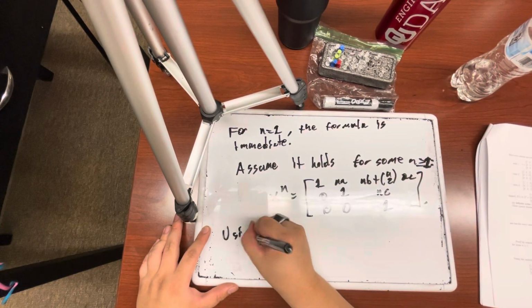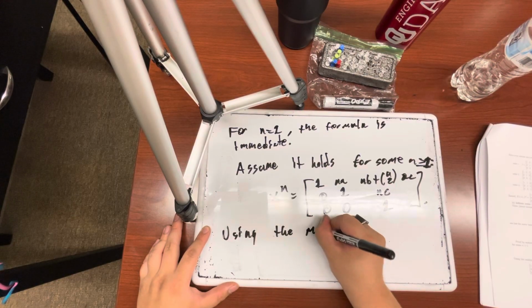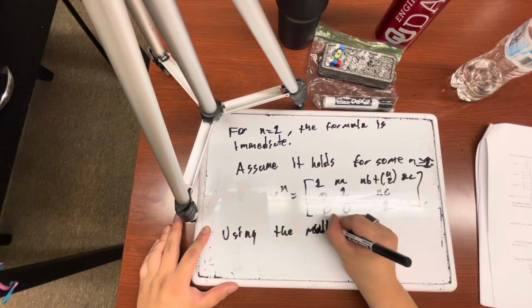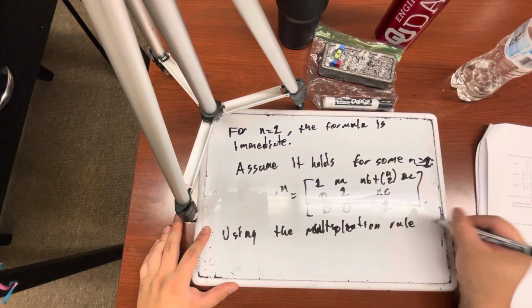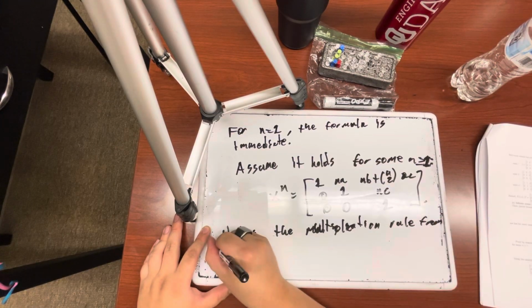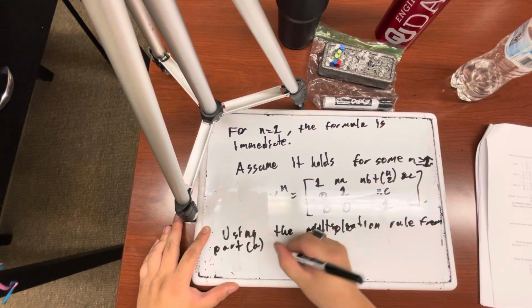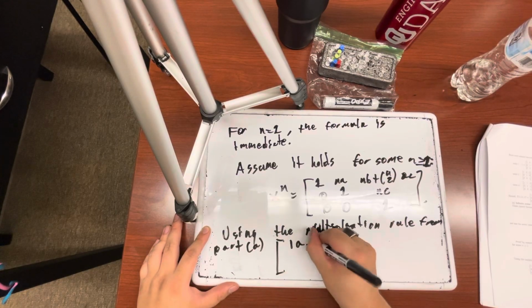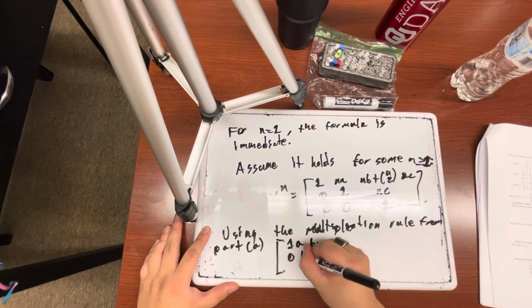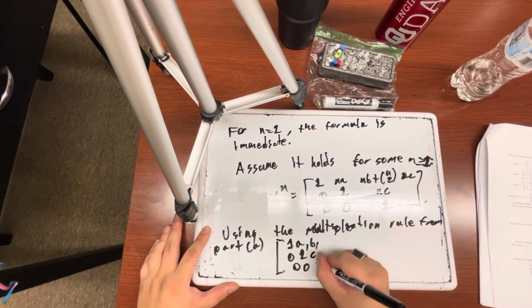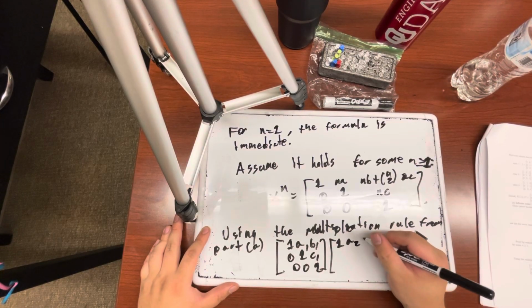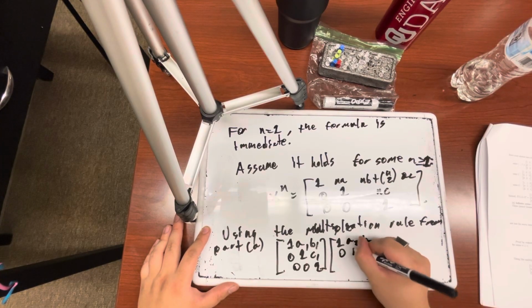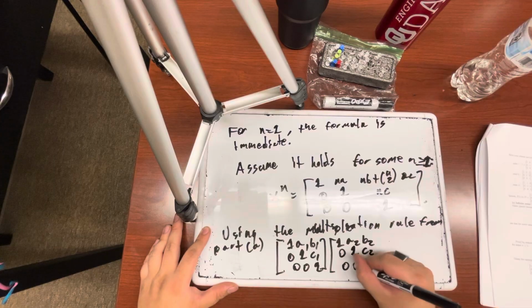So now using the multiplication rule from part A, what do we get there? Well, we get the matrix 1, A sub 1, B sub 1, 0, 1, C sub 1, 0, 0, 1 times the matrix 1, A sub 2, B sub 2, 0, 1, C sub 2, 0, 0, 1.